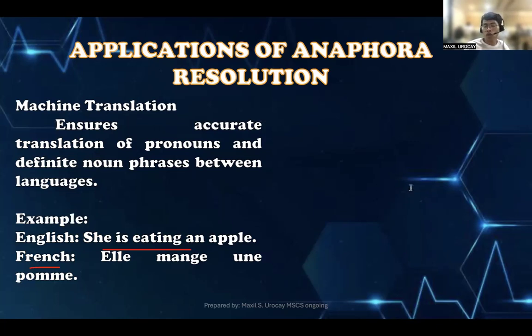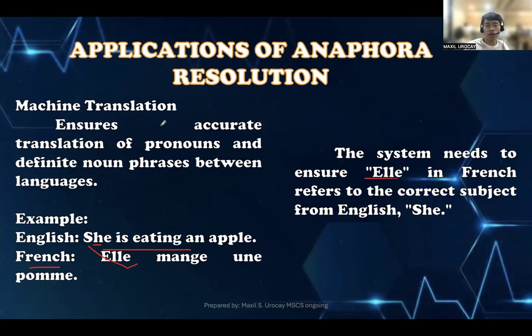So in machine translation, we rely on anaphora resolution to ensure accurate translations, especially when pronouns or definite noun phrases are involved. So for instance, in that English to French translation, we require the system to resolve she to the correct gendered noun, resulting in elle in French. So the system needs to ensure that elle in French refers to the correct subject from English, which is she. So that's how you will work on that.